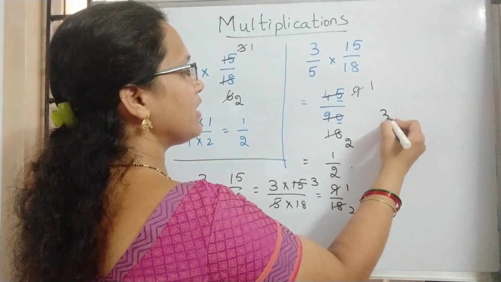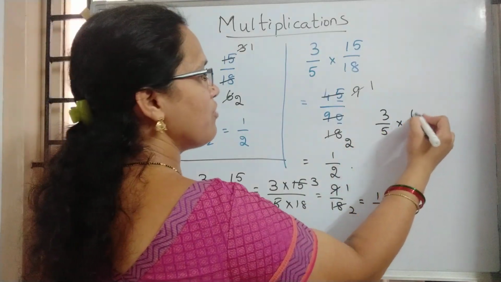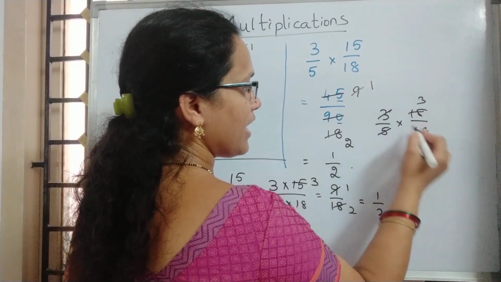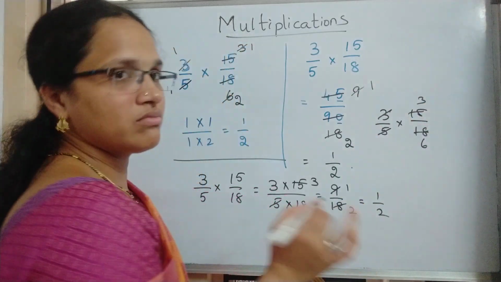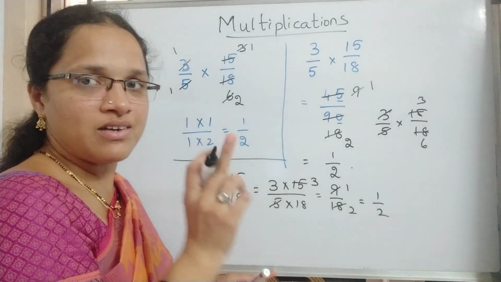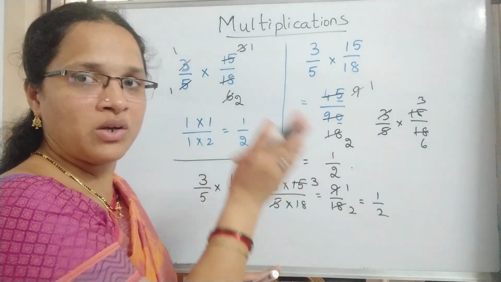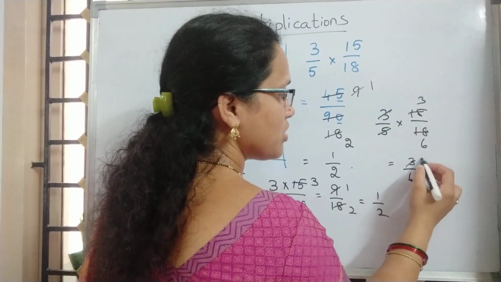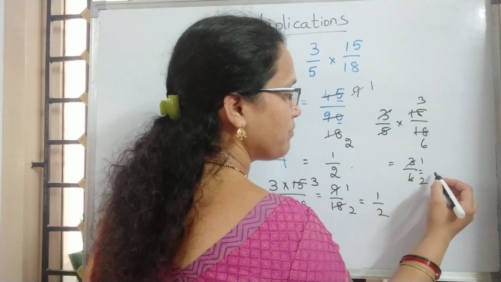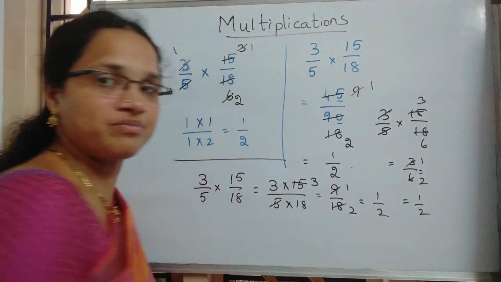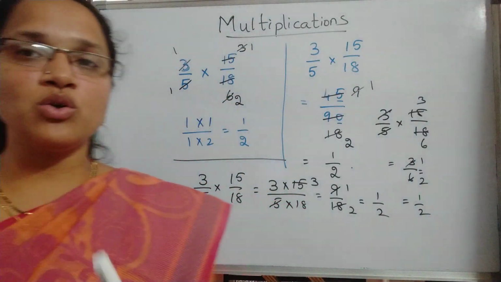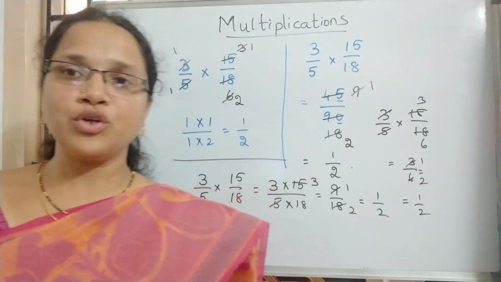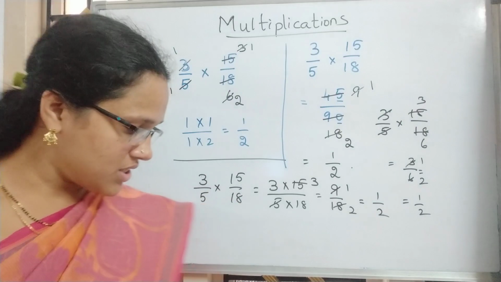3 by 5 times 15 by 18. I will cancel this one 3 times and this one 6 times. Now only once I cancel, one numerator with the denominator and one denominator with the other numerator. Now the remaining I'll write: 3 by 6, because this becomes 1, 1. So it becomes 1 by 2. Again I can cancel here and write the final answer as 1 by 2. Is that clear, children? So try to do mostly cancellations, so that it will be much easier for you.